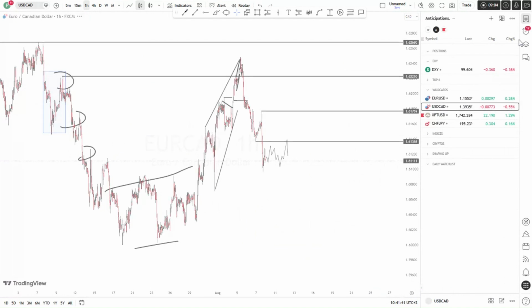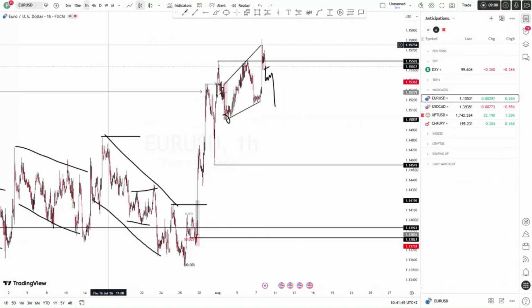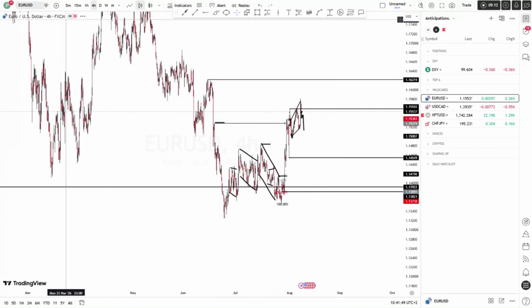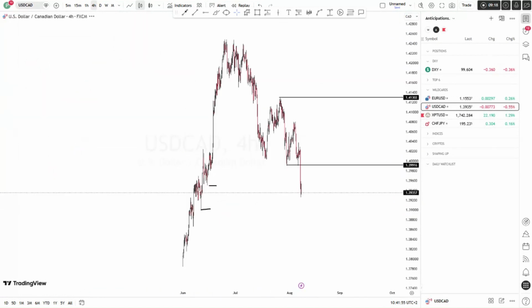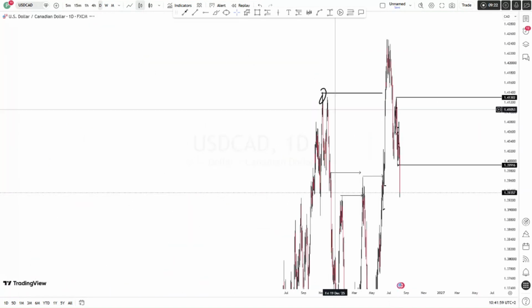And moving forward, I broke down Euro Dollar. I'm looking for short term shorts before anything develops. Understand? I'm more long biased, but at this point I'm short, or short term, right? Either way, I'm looking at Dollar Cat.